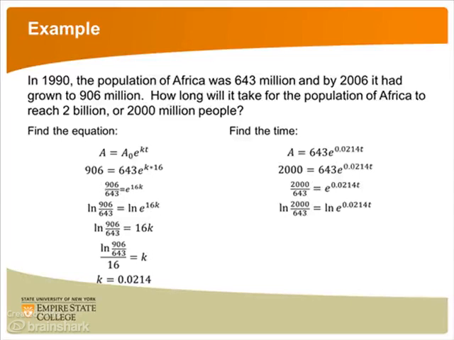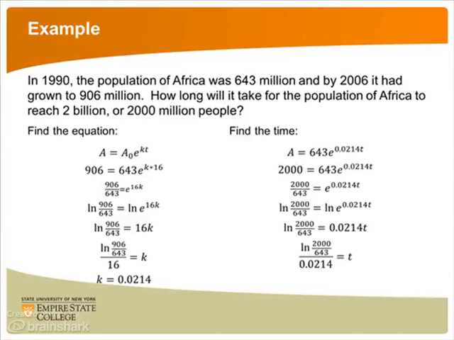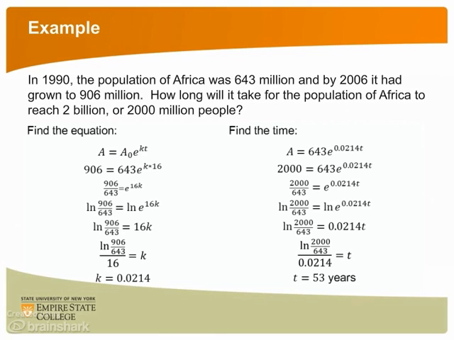Take the natural logarithm of both sides. The natural log and e cancel each other out. We are left with the natural logarithm of 2,000 divided by 643 equal to 0.0214 t. Divide both sides by the decimal amount. Using a calculator, we find that the elapsed time for the population of Africa to reach 2 billion will be 53 years. So according to this model, the population of Africa should reach 2 billion sometime in the year 2043.